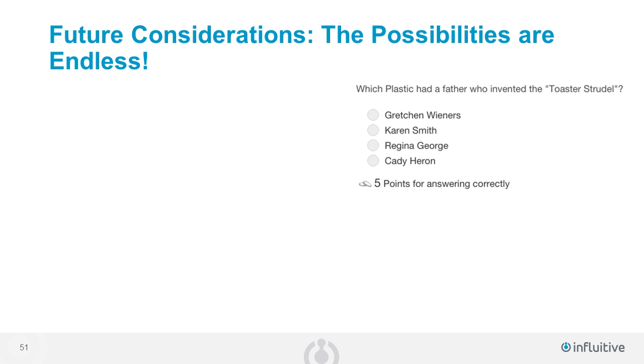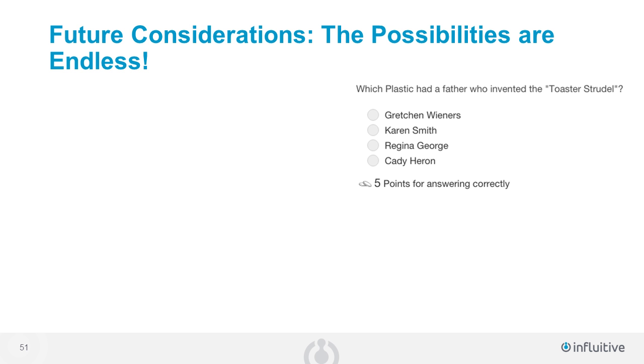The possibilities are endless. These were some future considerations for improving the quiz stage down the road. As of now, this is what a typical quiz question looks like. So which plastic had a father who invented the toaster strudel from Mean Girls? And you have your different response options followed by how many points for answering correctly.